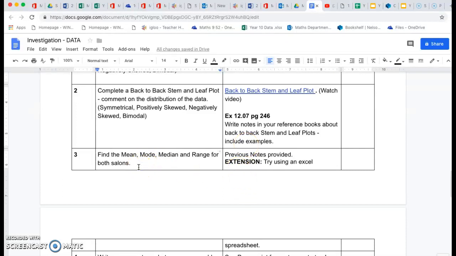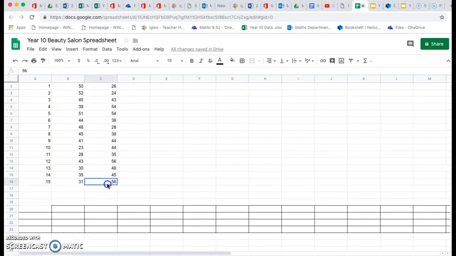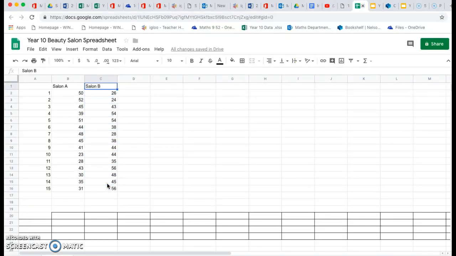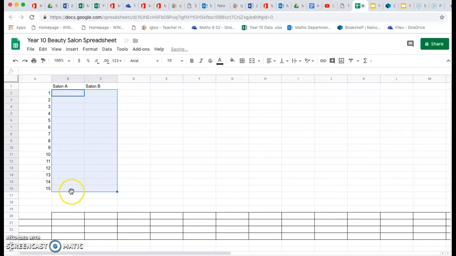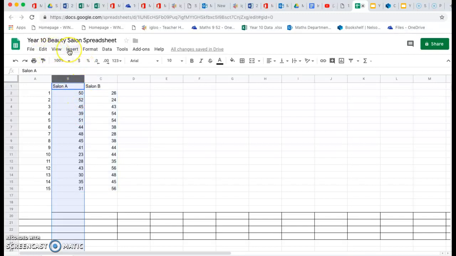Then for each salon, you're going to look at finding the mean, mode, median and range. As an extension, some of you might like to try and use an Excel spreadsheet. And I've started here. And I'll delete that data. But once I've got that data there, I can then use my formula bar and talk about the mean. I could organise the data from highest to lowest, and hopefully you know what measure that will be helping me do.